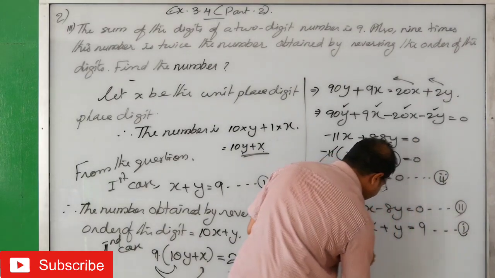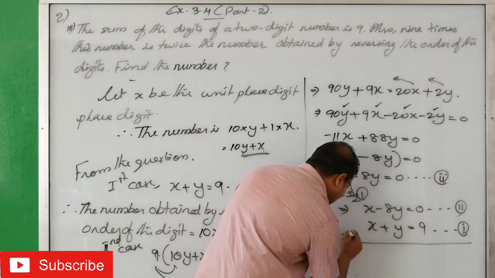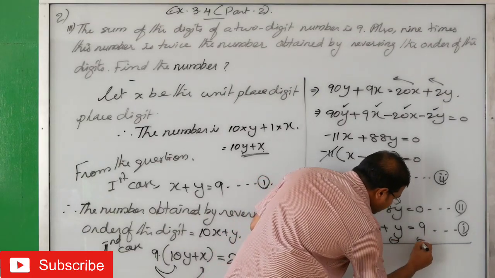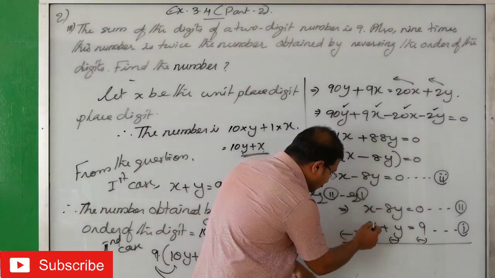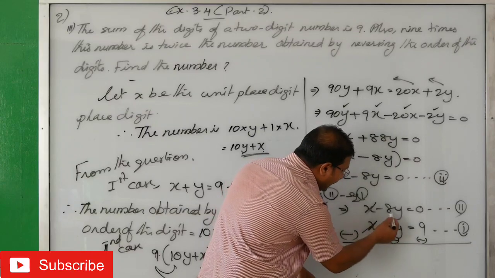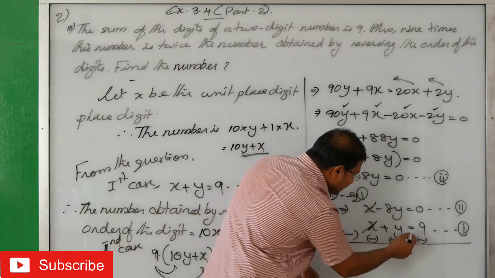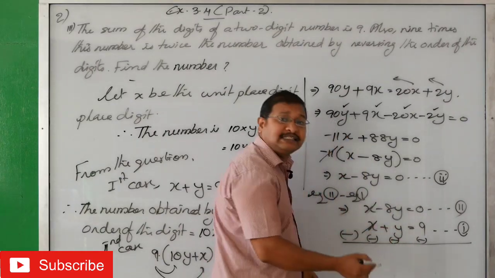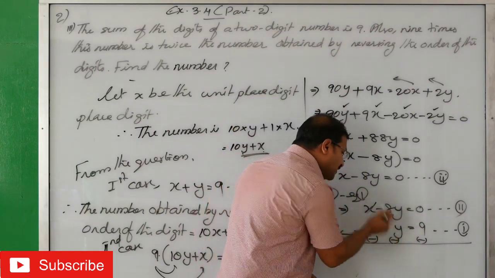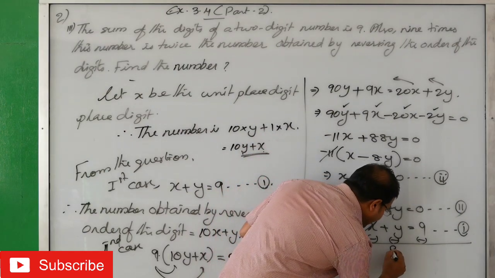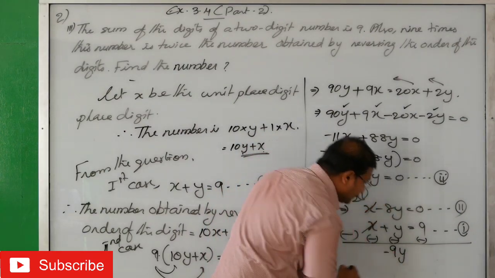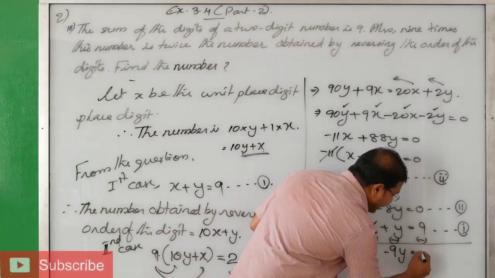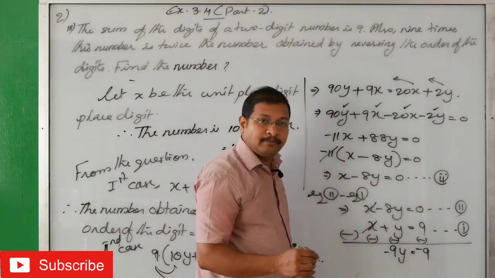We are subtracting. When you subtract, what will happen? Plus becomes minus, plus becomes minus, plus becomes minus. That means x minus x will cancel. Minus 8y minus y, that is 8y plus 1y, because minus into minus is plus. So 8 plus 1, 9. So minus 9y equals 0 minus 9. So we will get only minus 9.